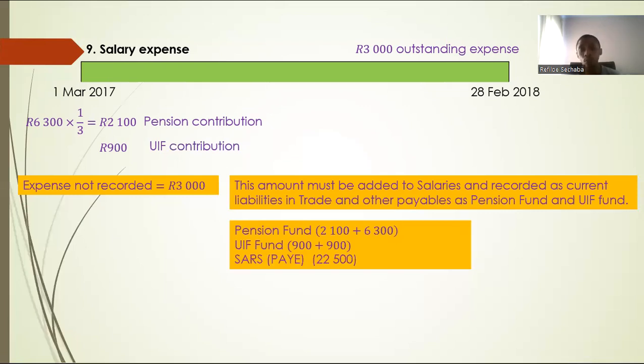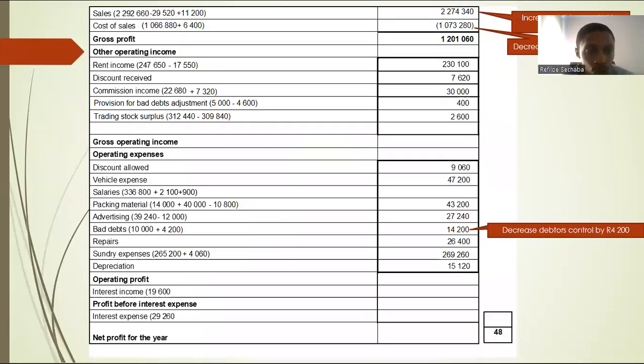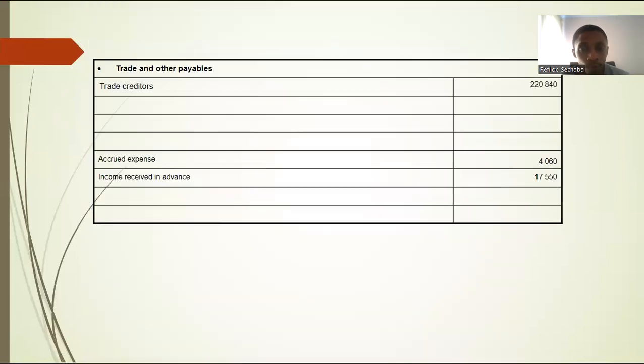We also owe SARS, but this was deducted from the employee salary, and all of those will be recorded in trade and other payable statements. So how do we record it in the income statement? It's just the contributions that we're going to record, which is part of salaries, and that's why we have 2,100 plus 900, and in total our salaries will be... The deductions as well as the contributions, those will be recorded in trade and other payables. And that will give us our total trade and other payables.